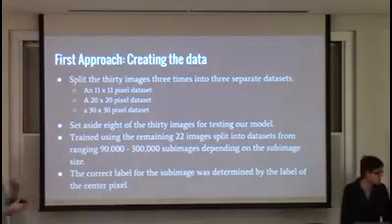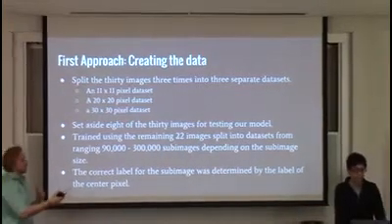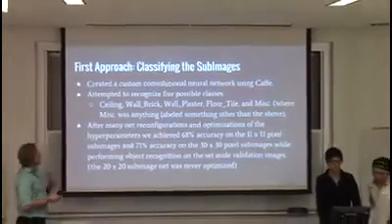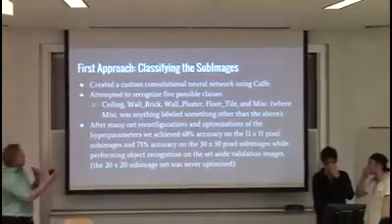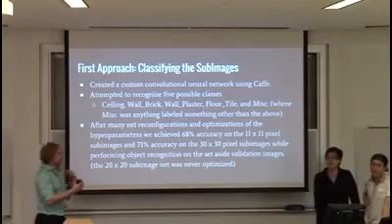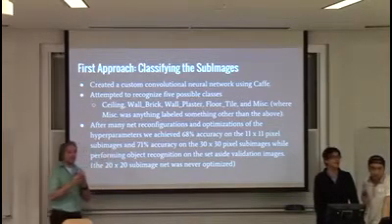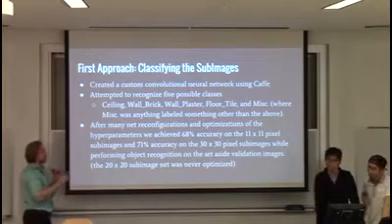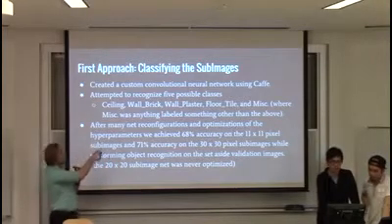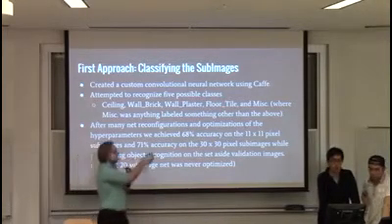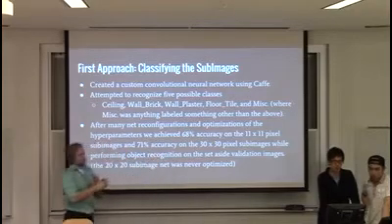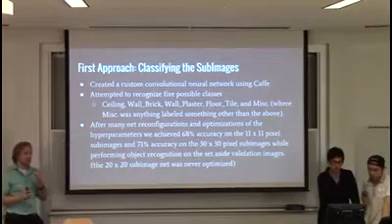Yep. So the first approach, we're going to skip over this because we don't have time, but basically we talk about how we created the data. Yeah, we created a convolutional neural network using Caffe. And a quick note here, we're trying to recognize 5 different possible classes from these images of Regent's Hall, namely the ceiling, the brick walls, the plaster walls, the floor, and everything else just gets thrown into a category called miscellaneous.